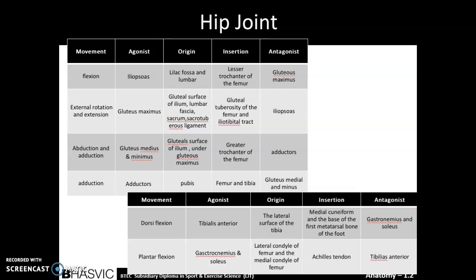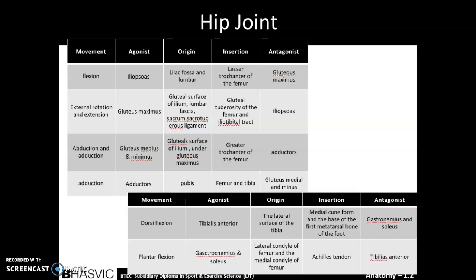When the agonist is gluteus medius and minimus, and the antagonist is adductors, the movement is abduction and adduction. The origin is gluteal surface of ilium under gluteus maximus, and the insertion is greater trochanter of the femur.